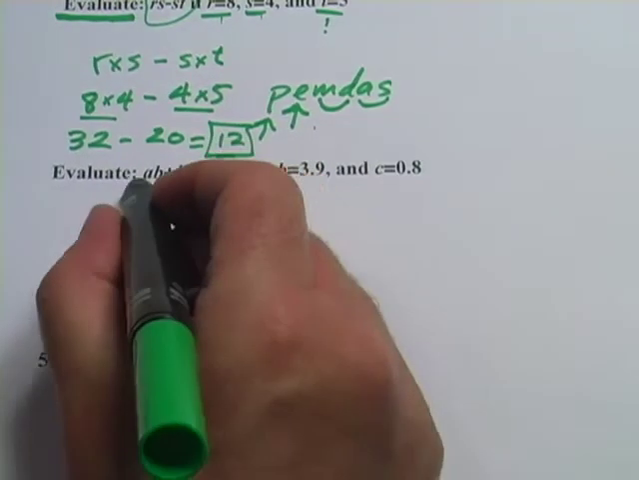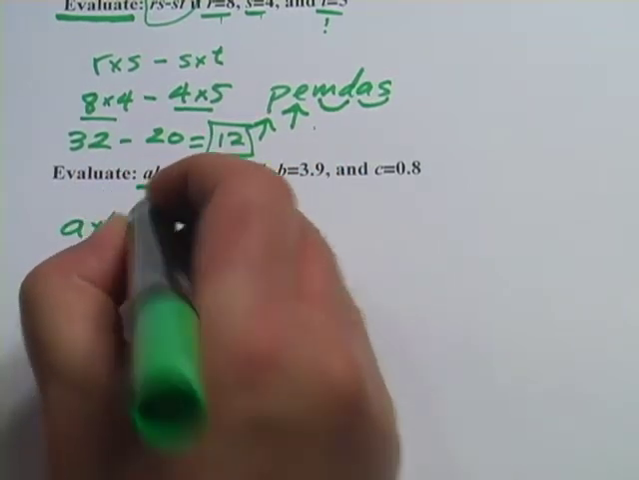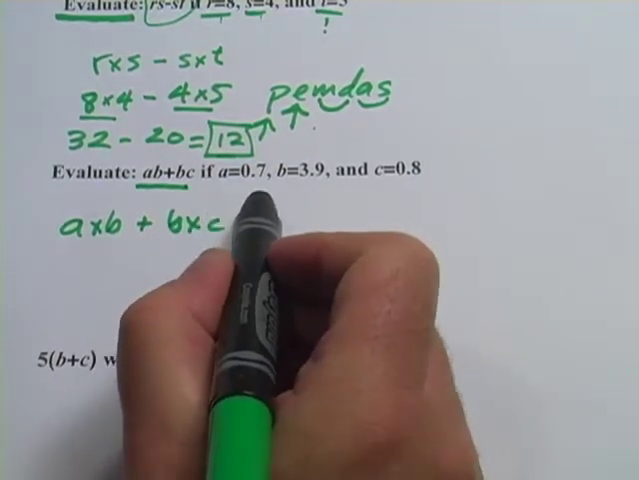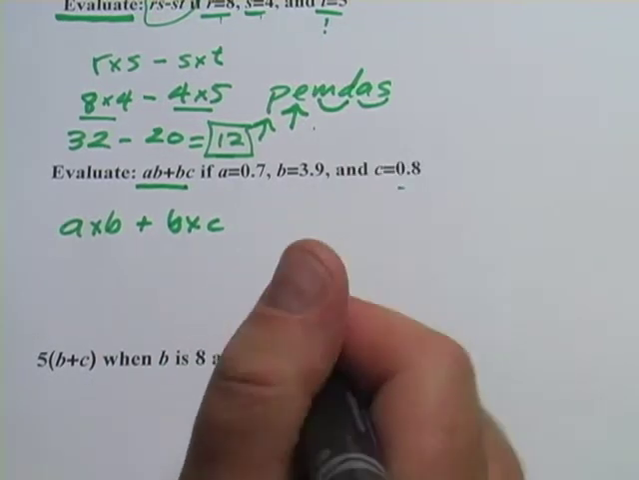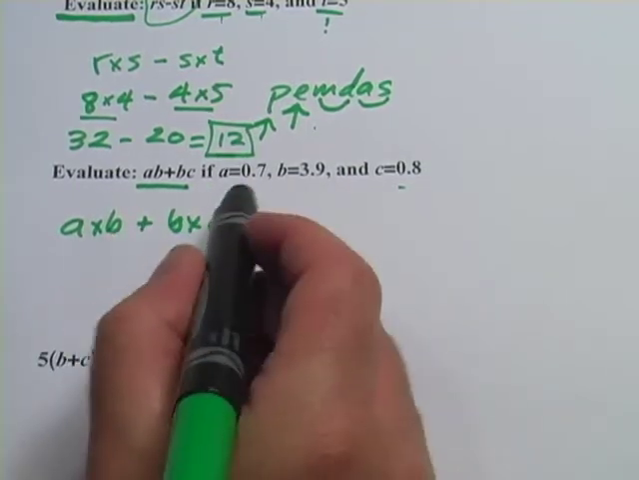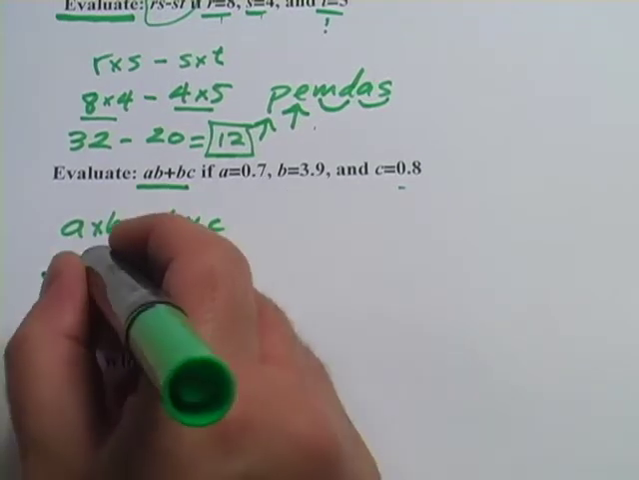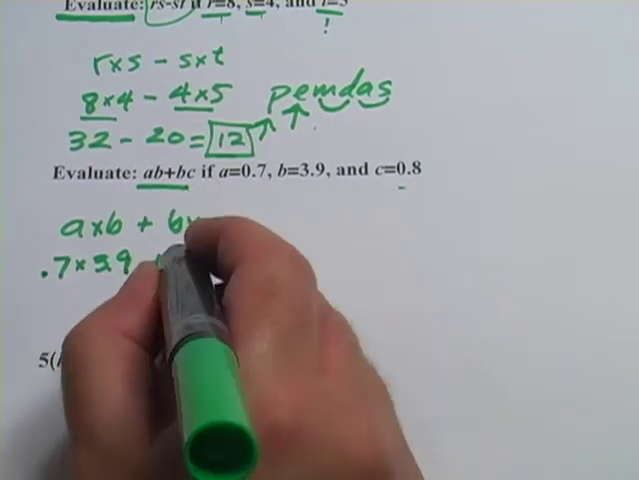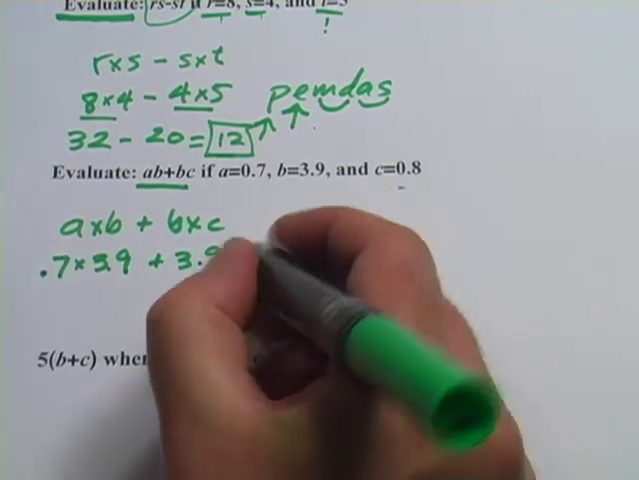This one says evaluate AB plus BC. So that is A times B plus B times C. And it says A equals 0.7, B equals 3.9, and C equals 0.8. So we've got some decimals in there. But let's just start by subbing in the numbers. So A is 0.7 times B is 3.9. Then I have my plus. And then, let's see, B again, 3.9 times C is 0.8.